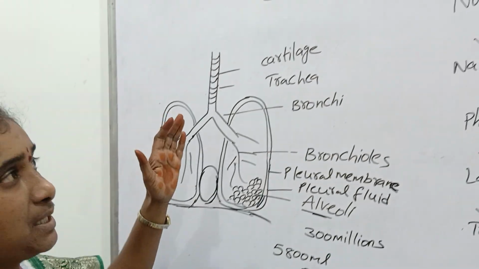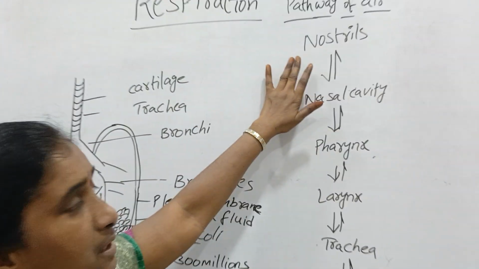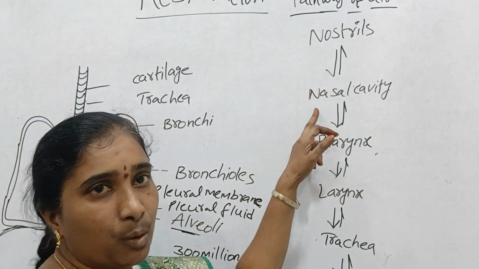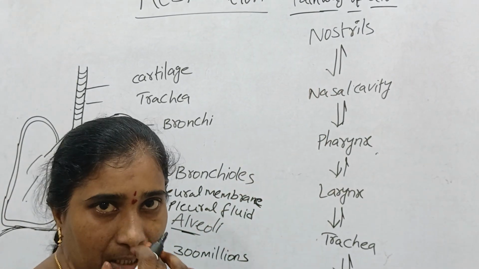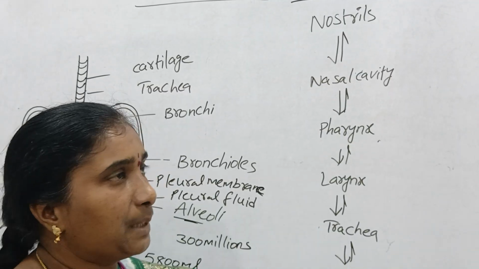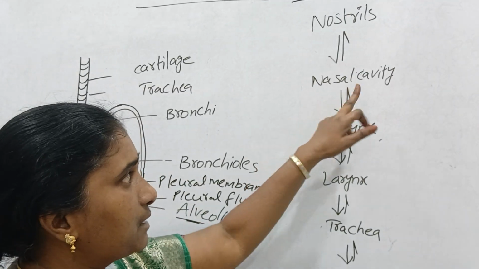The human respiratory system starts with the nostrils. Nostrils means the nose; the two holes are called nostrils. The inner part of the nose is divided into two parts by the nasal septum. The middle separation between the nostrils is called the nasal septum. The inner part of the nose is called the nasal cavity.